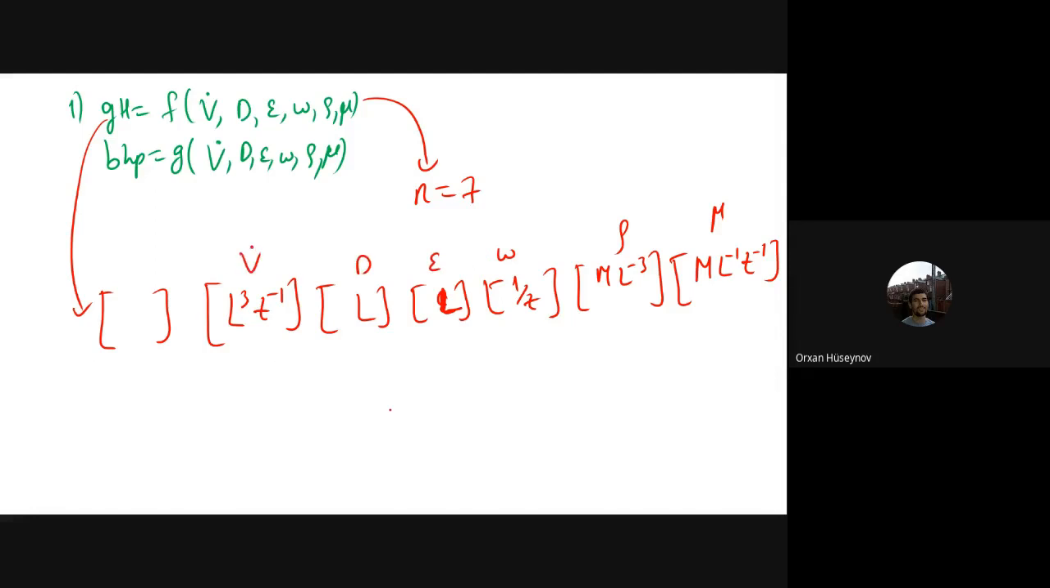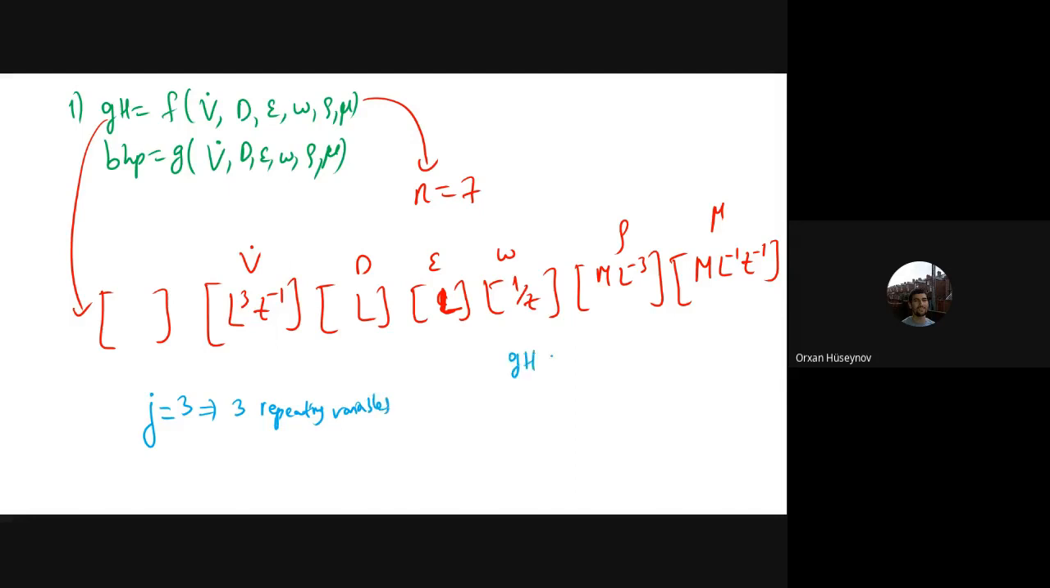What about the gh? We would say the dimension of the gh. And if you write these dimensions, you will see that j is 3. So you have the length and time and the mass. Okay. Therefore, you have 3 repeating variables. Okay. And now let's select the repeating variables.